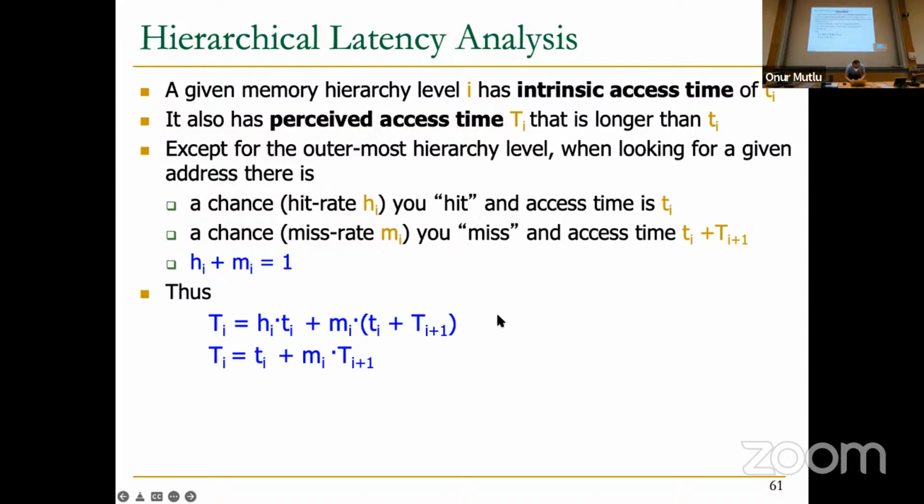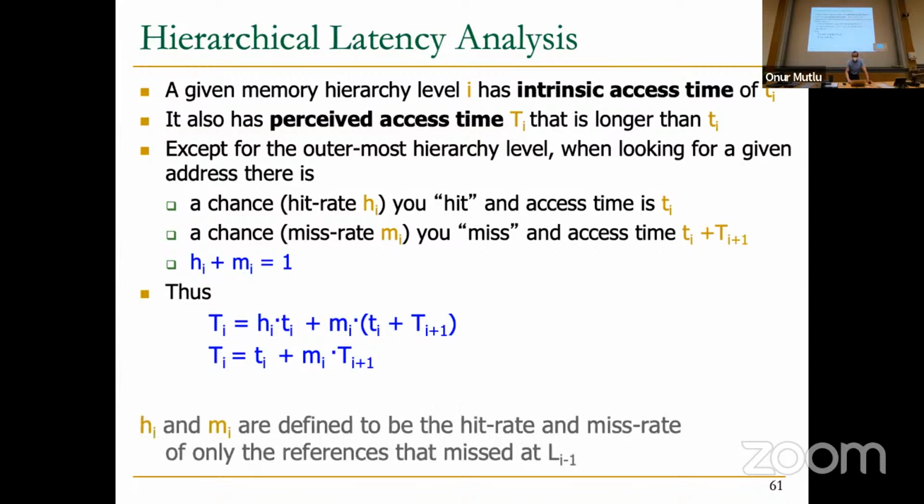While you're reading the equation, I'm going to hide this. Basically, the perceived access time of this level is the hit rate of the level times the intrinsic access time of the level, you're going to get the data, plus the miss rate of the level times the intrinsic access time of the level to determine that it's going to be a miss, plus the perceived access time of the next level, because you're going to query the next level. Right? And then based on this equation, you can simplify this hierarchical perceived access time equation: large Ti equals small Ti plus the miss rate of that level times the perceived access time of the next level, basically. Hopefully this is kind of obvious, right?